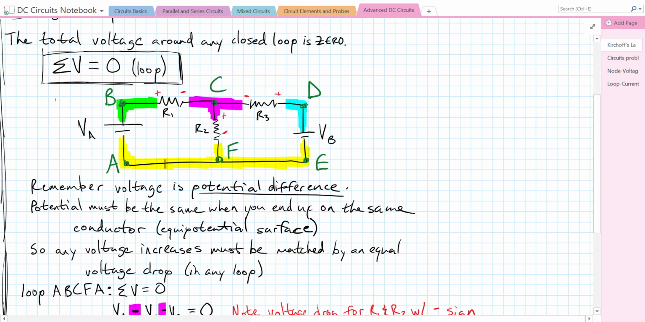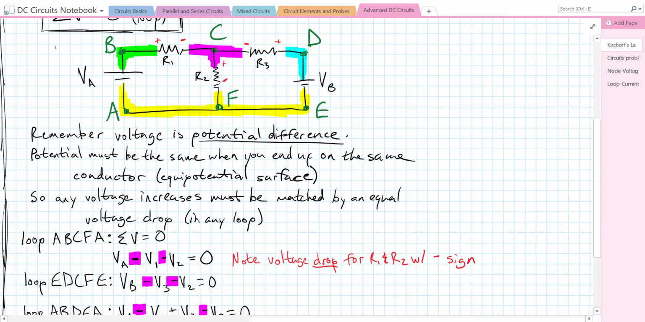That's because a conductor is an equipotential surface. So anywhere on here, we're at a constant potential, and that potential depends only on position. That means if we start on this yellow surface and take any path to get back to this yellow surface, we have to be at the same potential, which means any potential increases have to be matched by an equal amount of potential decreases, which is the same as saying all of the voltages added up go to 0.